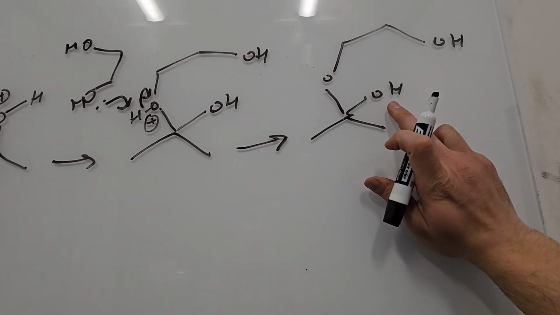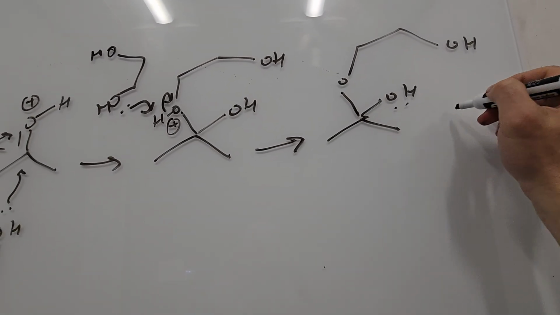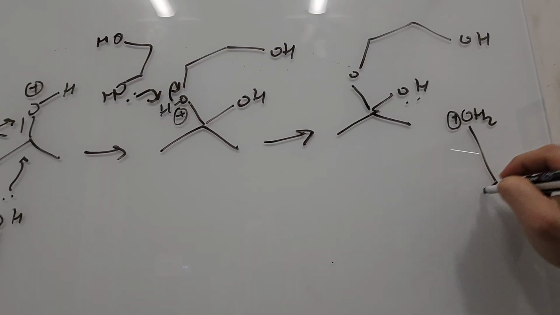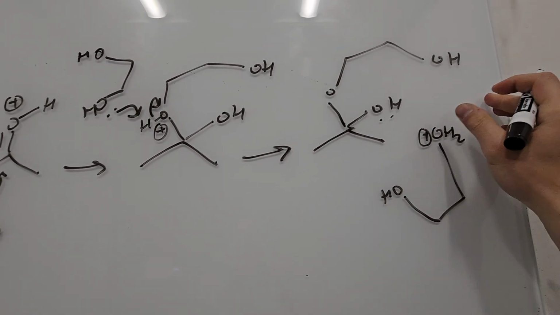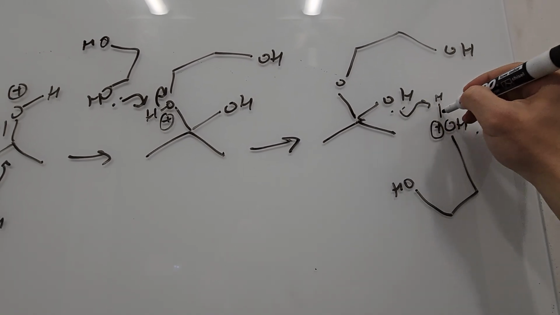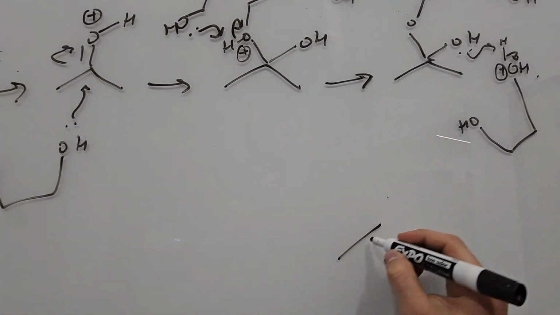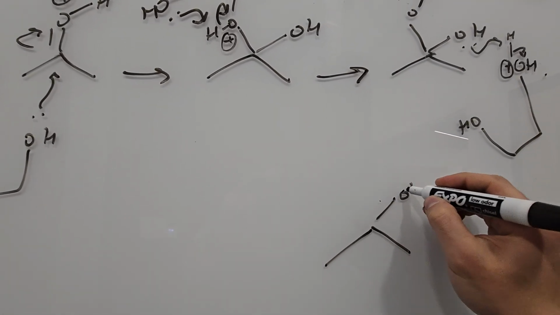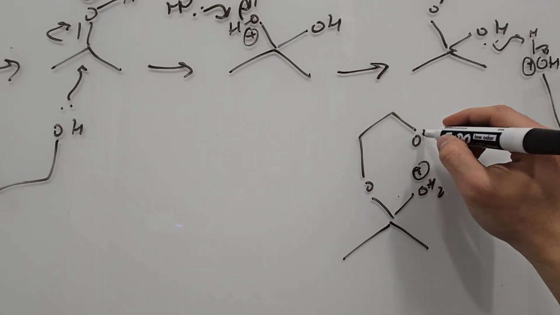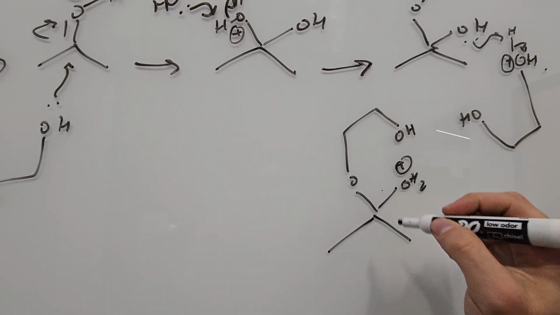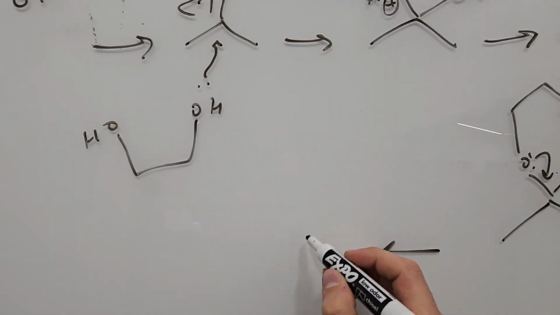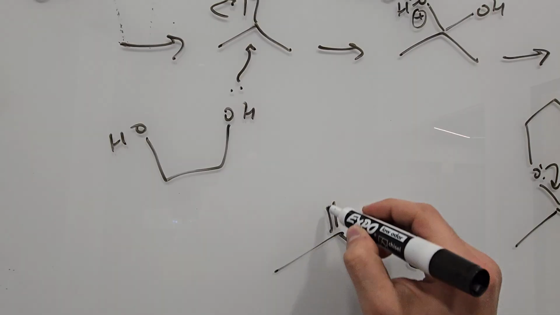Then we must make this a good leaving group, and we do so by protonating it again by our ROH2 plus species, to form this product. Now these lone pairs come down, this group is kicked out, and we're left with this product.